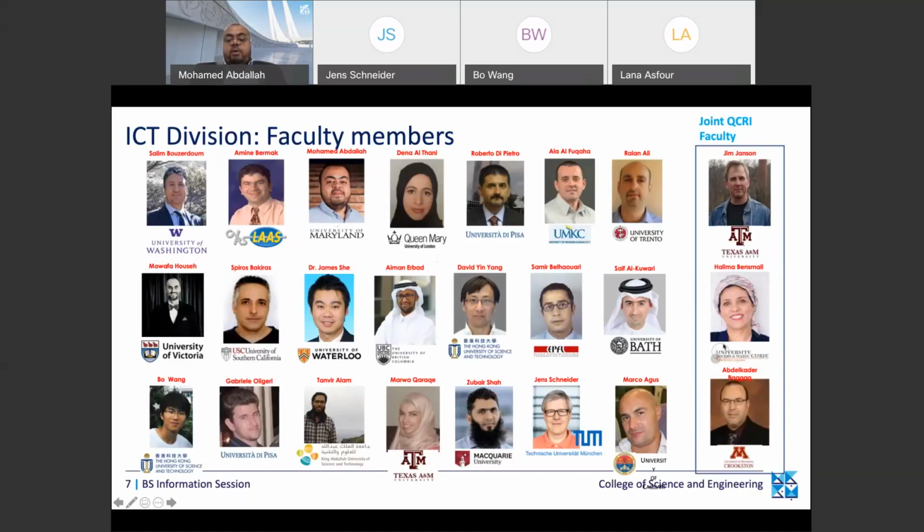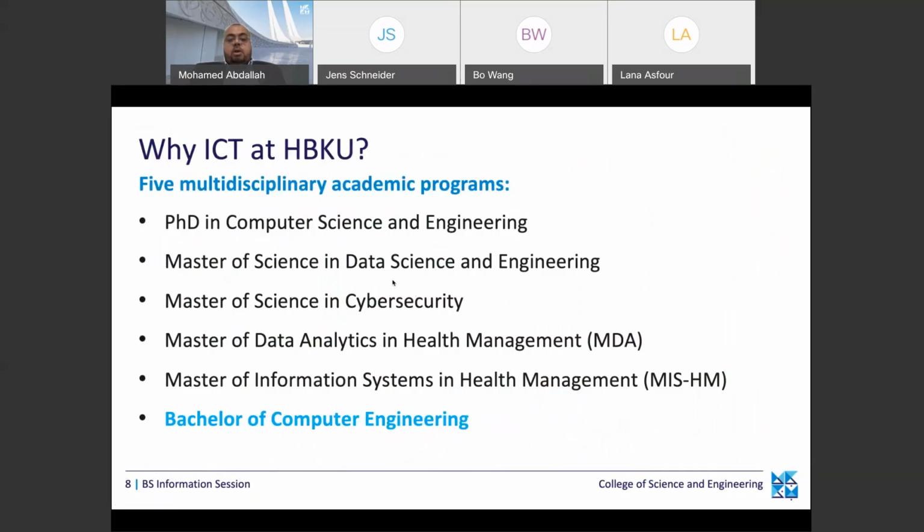And also, with our partner here, the Qatar Computing Research Institute, we have joint faculty. We have Dr. Jim Jansen, Dr. Halima Bismail, and Dr. Abdul Qadir Bagay. And the most important thing, all these faculty members cover whatever area you can imagine in ICT. So this is our ICT, this is the division.